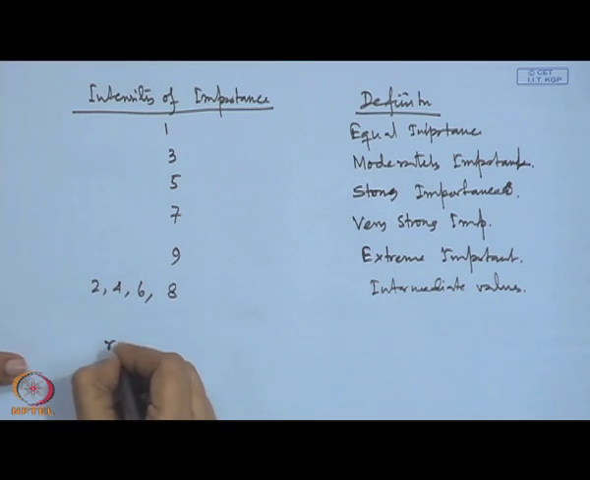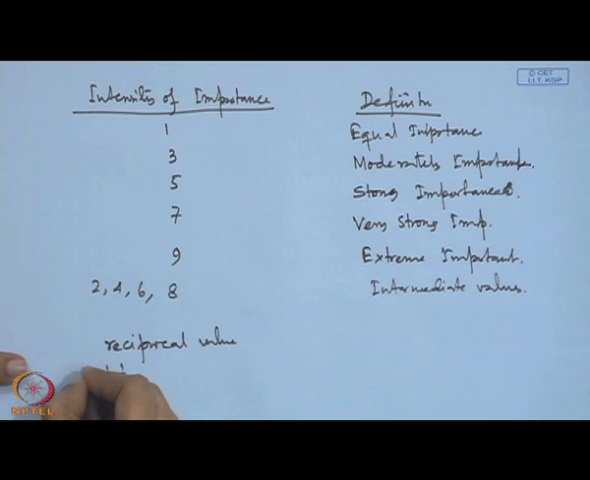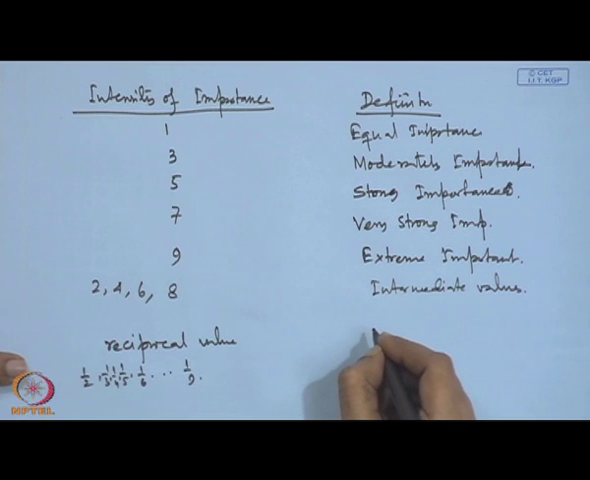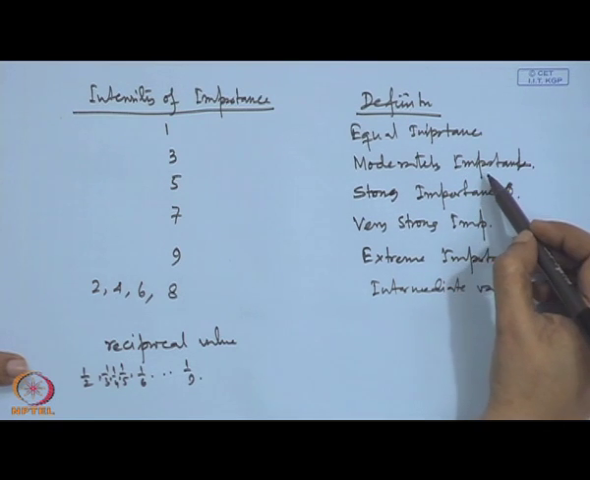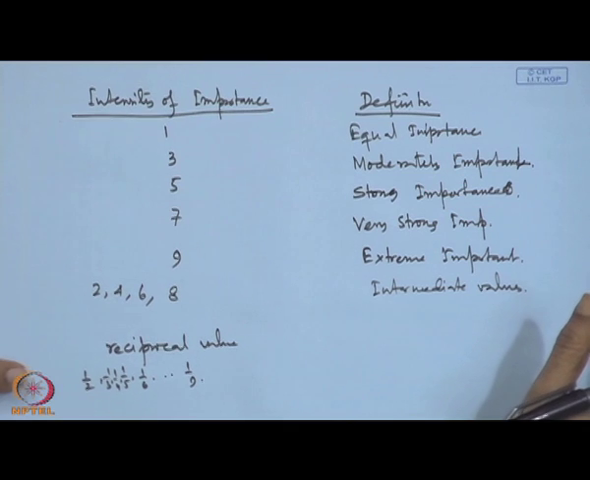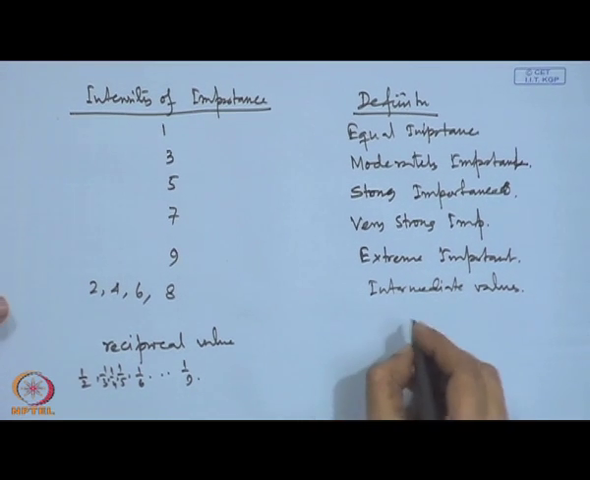Now, we can consider the reciprocal values as well, like 1 by 3, 1 by 5. Let me start from 1 by 2, 1 by 3, 1 by 4, 1 by 5, 1 by 6 up to 1 by 9. Now, it is being said that if A is moderately important than the option B, that means, if I put 3, then the other way B is 1 by 3 important than option A. In that way, we are considering the reciprocal value.